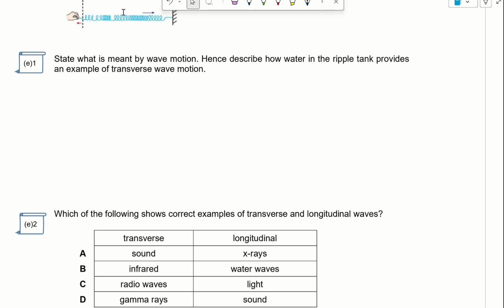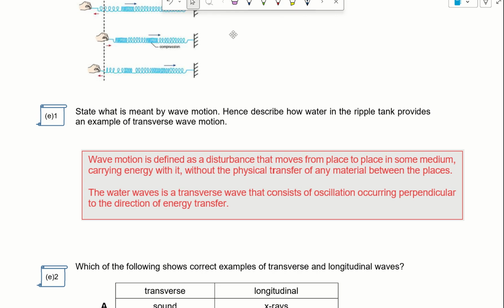Now state what is meant by wave motion and hence describe how water in the ripple tank provides an example of transverse wave motion. Okay, so this is the answer. First of all, you define what is wave motion. Wave motion is defined as a disturbance, remember that was the keyword, that moves from place to place in a certain medium, carrying energy with it, and without the physical transfer of any material between the places.